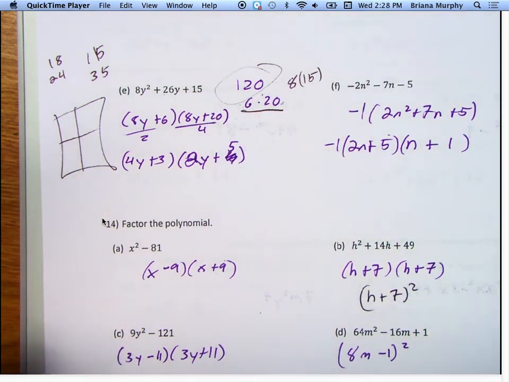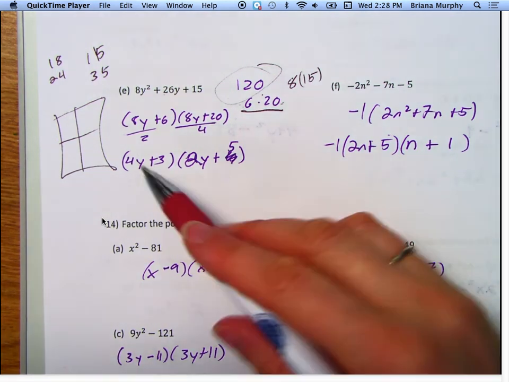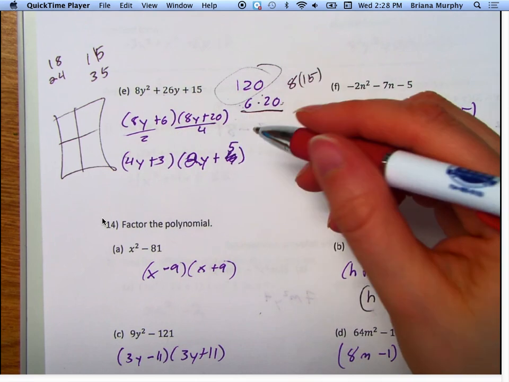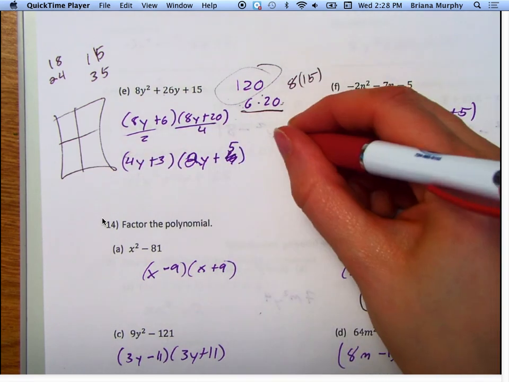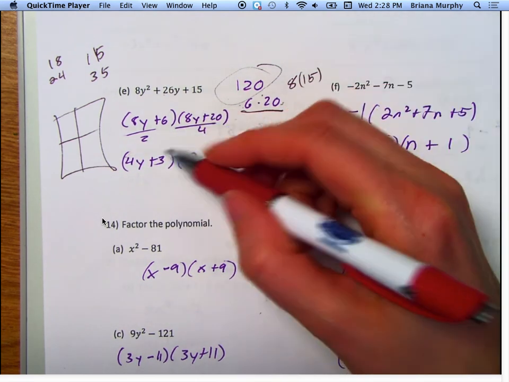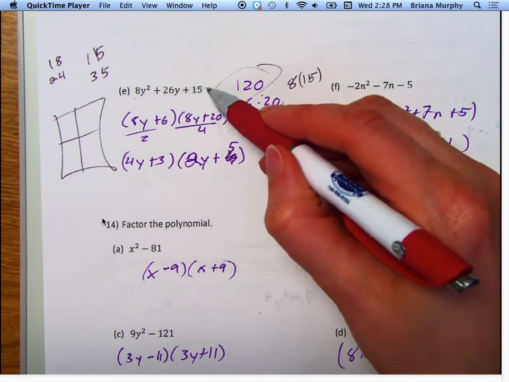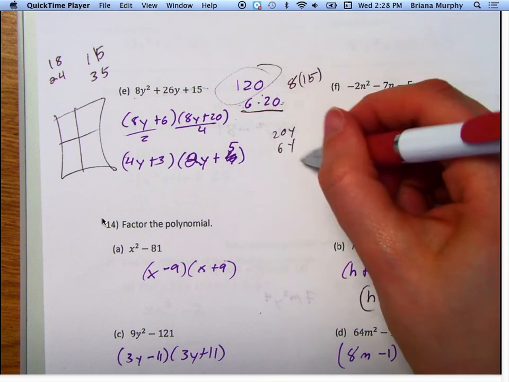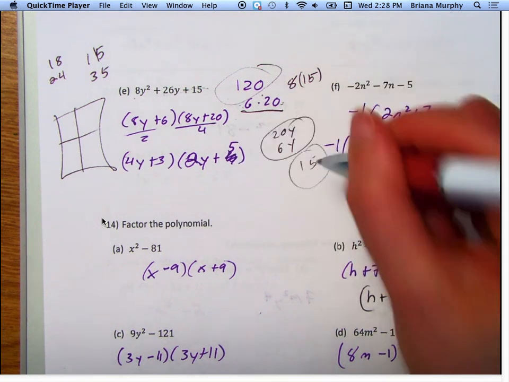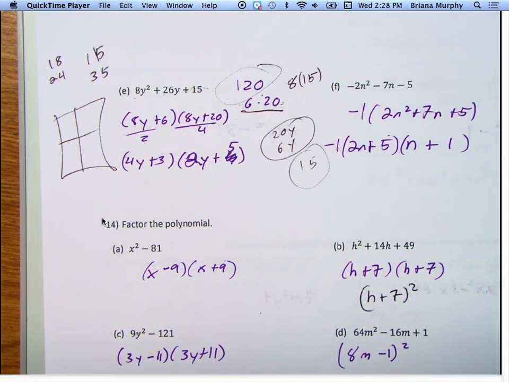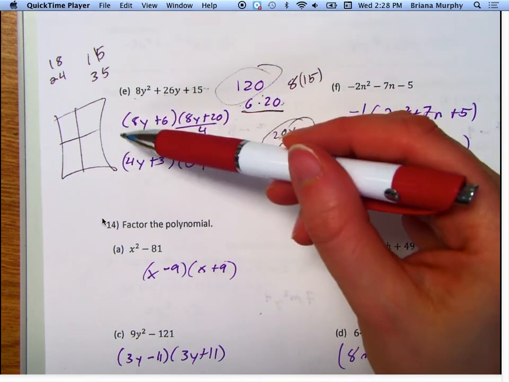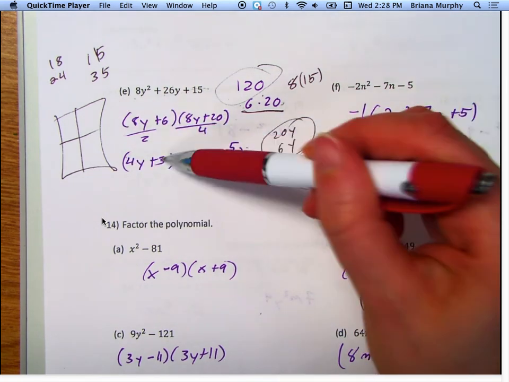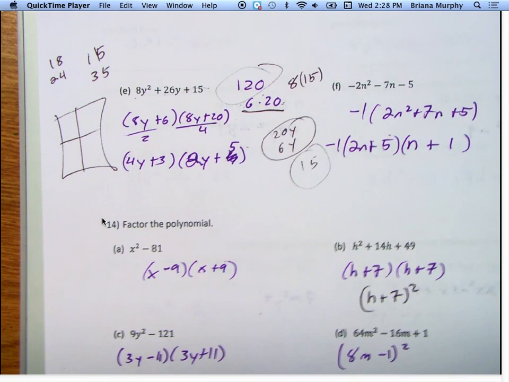Because I did it the normal way, like for C and D, and I found that nothing goes into 26. So if I go 4y times 5 is 20y, right? I mean, like the original problem. 3 times 2 is 6y, right? And 3 times 5 is 15. So this gives me 26, this gives me 15. So eventually you would find that you have to multiply the 4 times the 5 and the 3 by the 2, and you would get your answer.